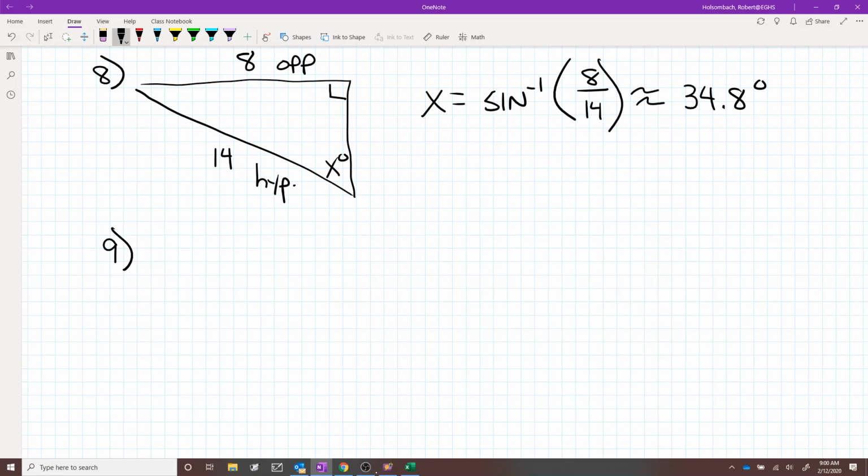Number 9, a right triangle has a hypotenuse length of 41 and one side length of 15. Do the side lengths form a Pythagorean triple? Alright, Pythagorean triple.